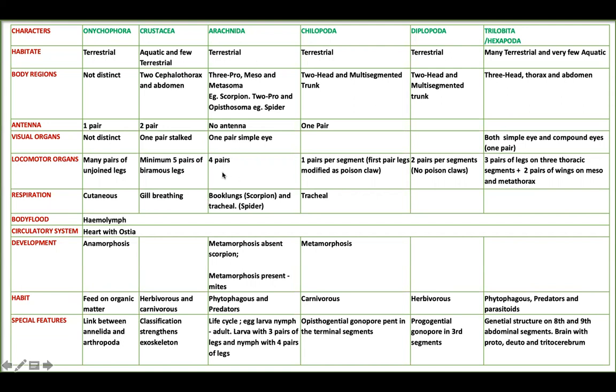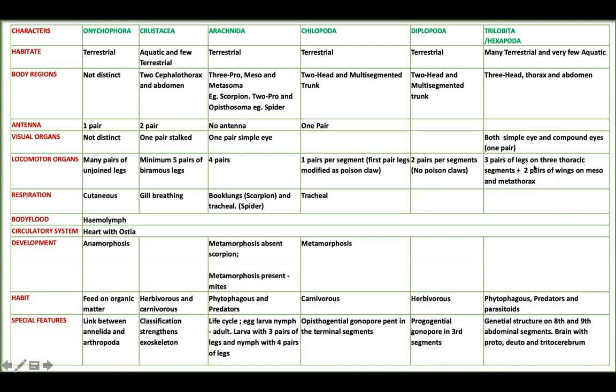And then Arachnida having 4 pairs. It is very important. And Chilopoda having 1 pair per segment, so the first pair of legs is modified as a poison claw. And then Diplopoda, there are 2 pairs per segment, and Diplopoda having no poison claw. And then coming to the Hexapoda, there are 3 pairs of legs.